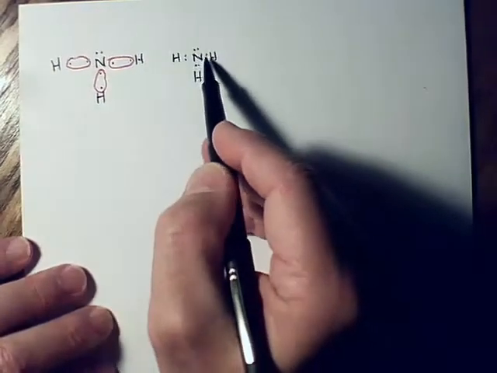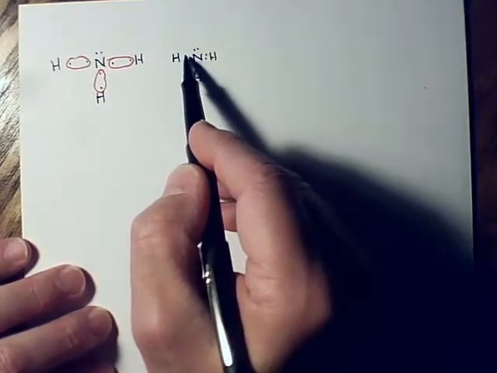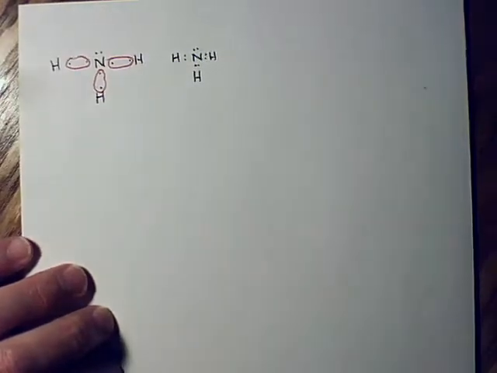But there's how many sets of electrons around this central atom? 4 of them. 4 sets of electrons around a central atom will give you a tetrahedral. Okay? 4 sets of electrons around a central atom will give you a tetrahedral. Tetrahedrals are 3-dimensional arrangements that have angles of 109.5 degrees.